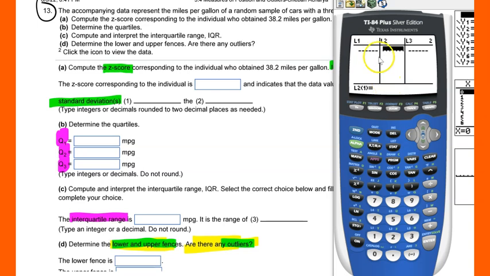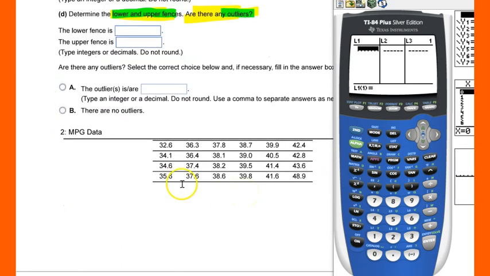Now it doesn't matter where you put the data. I usually put data in L1, and you just type the data. Here's the data: 32.6, 32.6, 34.1, 34.6, 35.6. Okay, I'll be back.